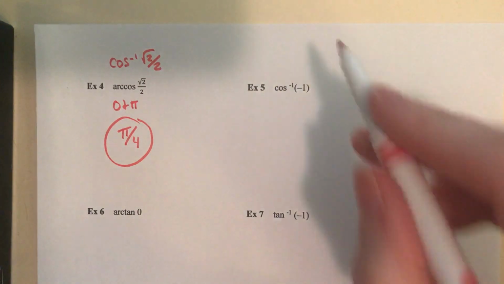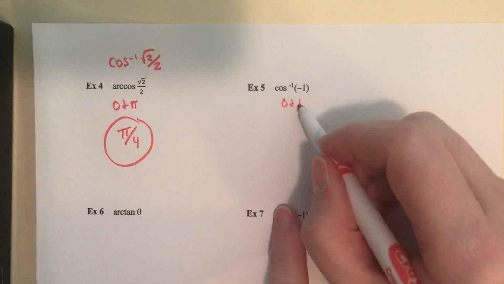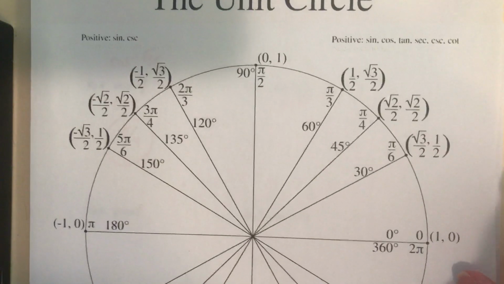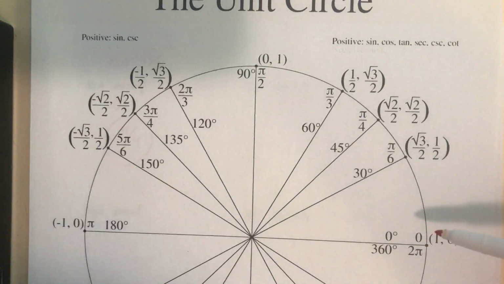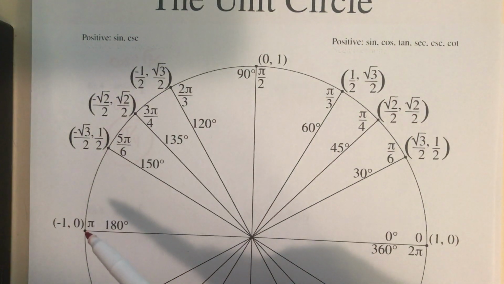Okay, number 5. We've got cosine again, inverse, so we're between 0 and pi. I'm looking for the angle that gives me a cosine value of -1. So I'm going to look in the first and second quadrant again. Cosine is my x value. It's -1 over here at pi.